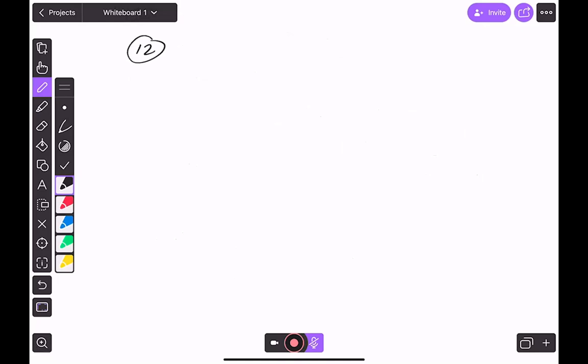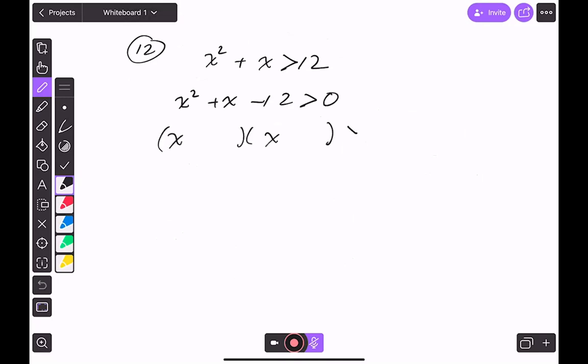And what's 12? X squared plus x greater than 12. It's a quadratic inequality. And what I'm going to do is get it compared to 0. I'm going to factor it. That would be what? 3 and 4, right? Plus 3 minus 4. List of zeros.